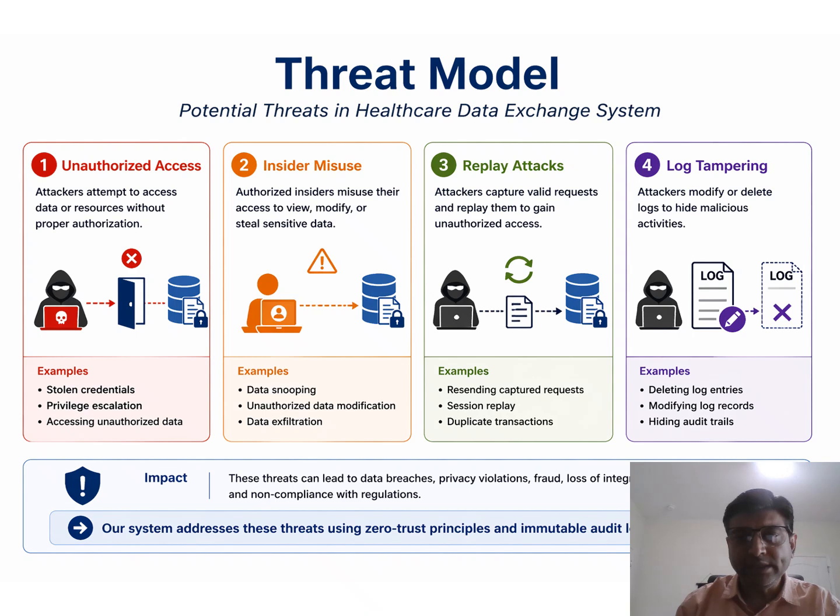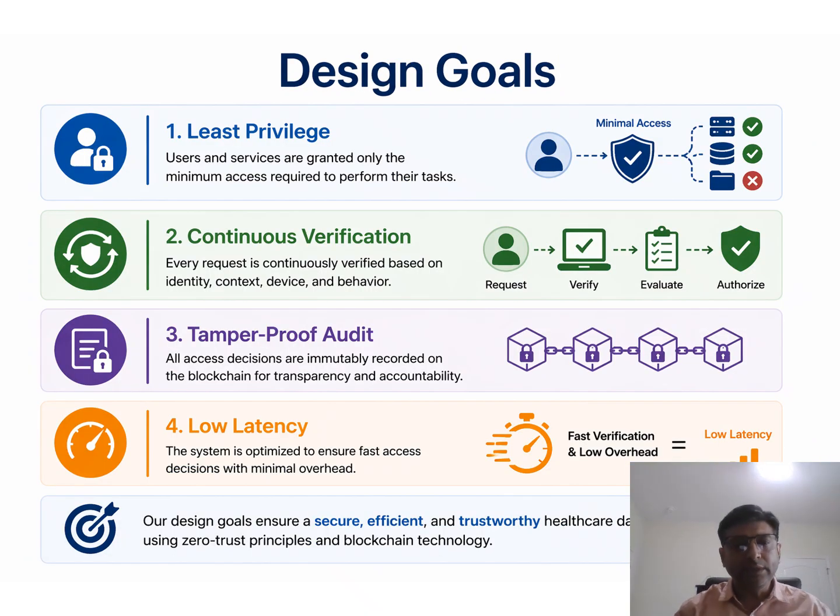Coming to our design goals, there are again four design goals, that is least privilege, continuous verification, tamper-proof audit, and low latency. If you look at it, only necessary access is granted through our least privilege, and for every request we have continuous verification. The blockchain is tamper proof through auditing, and we keep it practical to maintain low latency.